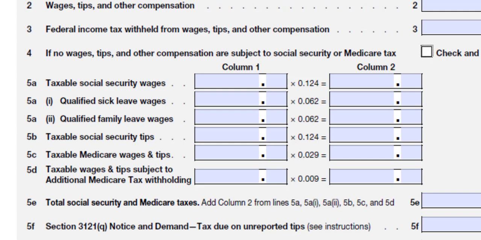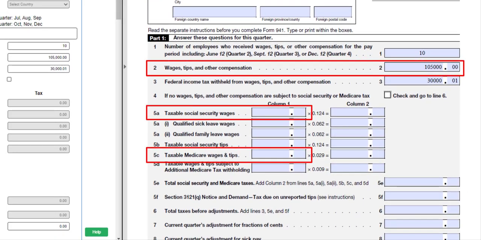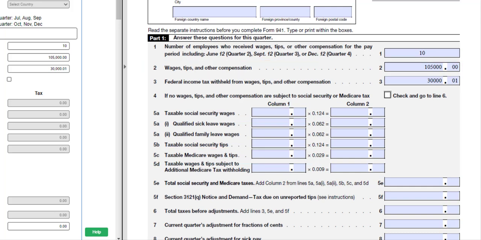As a tip, if no employee reached the Social Security limit, the amounts on lines 2, 5A, and 5C historically would be the same. However, this won't be true under the COVID-19 version of the form if the person has qualified sick or family leave wages.